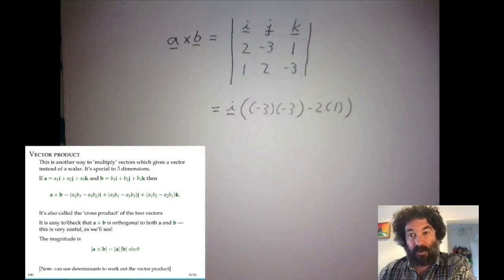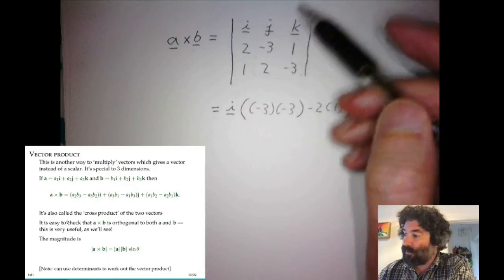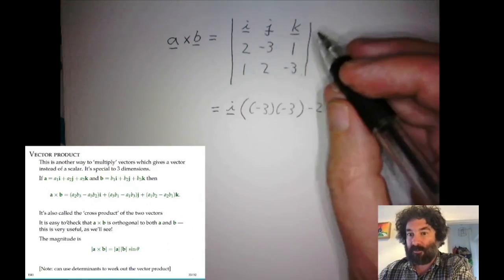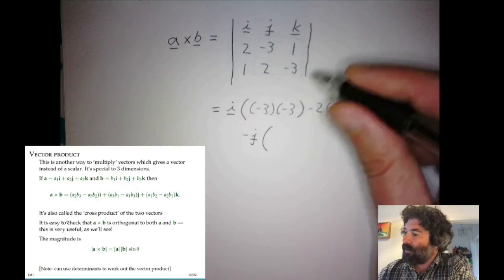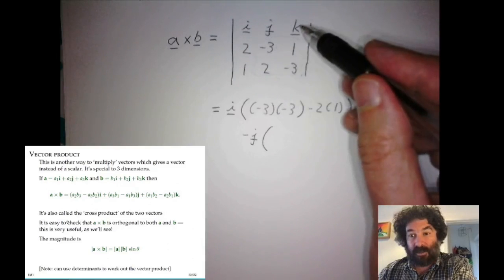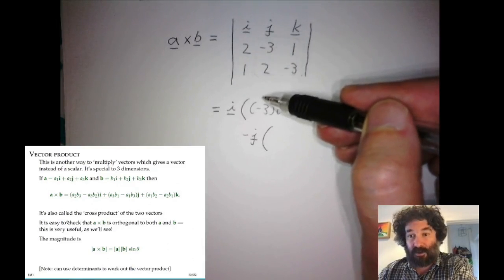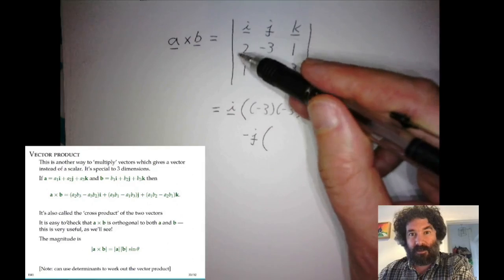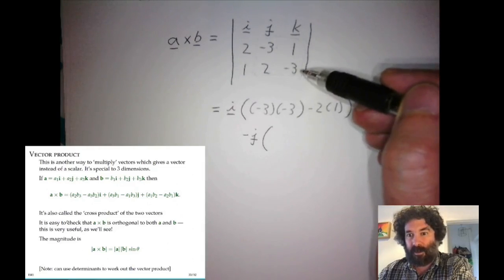All right, so that's what we get as the coefficient of i. Then we continue along the top row, and when you get to the second column, where j is, you always put -j, and then you delete the row that contains j, the top row, and the column that contains j, which is the middle column now, and you then take the determinant of the remaining 2 by 2 matrix. So that's 2, 1, and 1, 3.